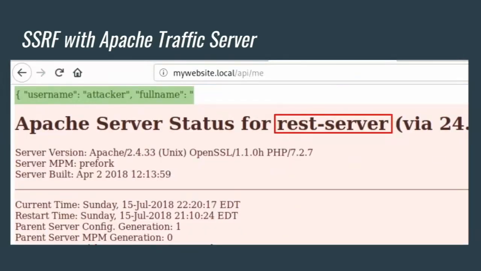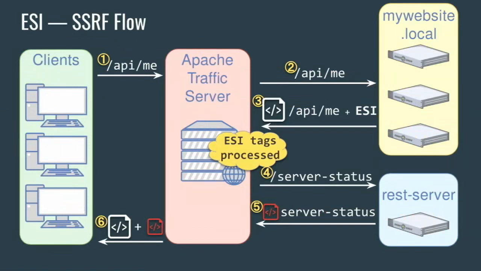So I changed the content type to HTML just to better illustrate how that works. So you have the green area, which is basically the JSON payload, and then the reddish area is the ESI include which we use to do server-side request forgery. So to reuse the same graphic, this is basically what happened, right? So we have /me, for which we had a response with an ESI tag in there. The caching server saw that and requested server status on a different server. We got the response back. Step 5 and 3 get concatenated and sent to the user.